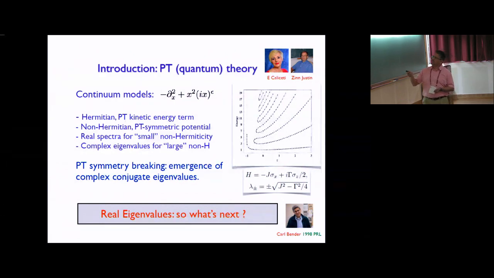Since then, this has been generalized to typical models where you have a Hermitian kinetic energy term, which is the baseline, and a non-Hermitian potential which is invariant under the combined parity and time reversal operation, or in general, a potential which is symmetric under some antilinear operation. What you find is real spectra for small non-Hermiticity and complex spectra for large non-Hermiticity, and this transition is what you call PT symmetry breaking. That's just definitions, basically.